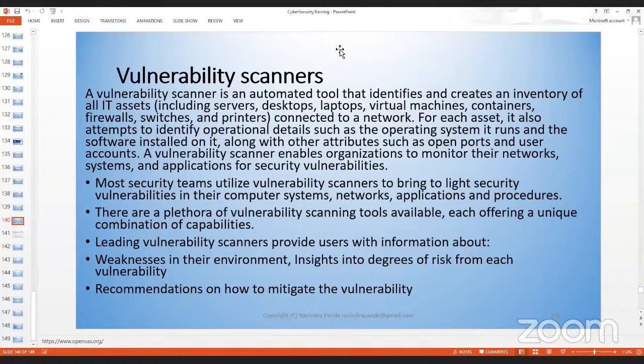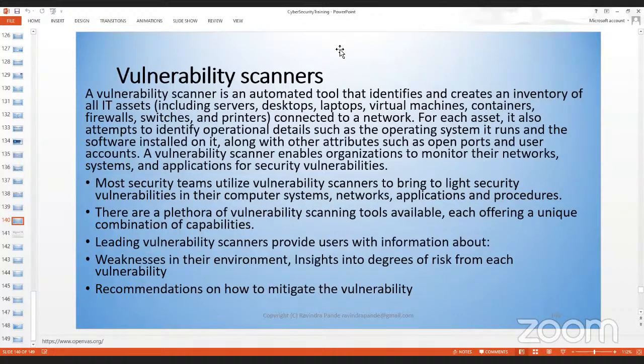There is a plethora of vulnerability scanning tools available, each offering a unique combination of capabilities, and there are a number of scanners which are targeted to a specific reason, a specific entity as well. Like for a network, for packet receiving and sending, for port analysis, for packet forwarding, and so on and so forth. So there are different types of unique scanners as well, and there are some sort of combinations of scanners as well.